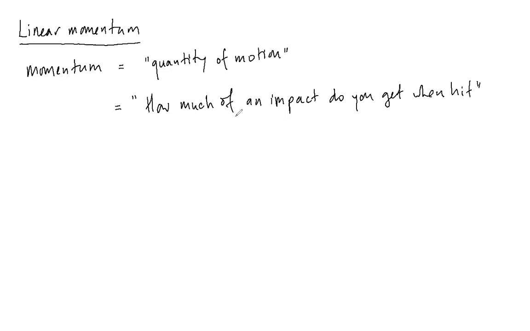So you can quantify the amount of impact that you get when hit by a moving object as the momentum of the object. And so how is it defined? The definition of momentum is like this. It's a vector quantity.